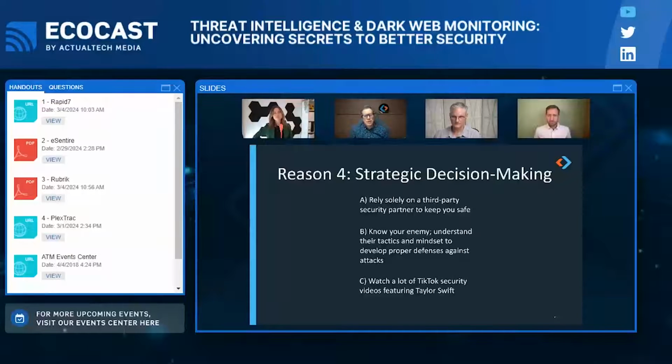Yeah. So, option A is interesting for maybe a smaller company that doesn't have much of a security team. If you can find yourself a trusted MSSP or somebody like that, in a lot of ways, turning security over to an expert isn't a bad idea. But outside of a pretty small organization, I think the answer is pretty clearly B. Know your enemy, understand their tactics and mindset to develop proper defenses against attack. So I'm going to go with B. A solid B with a parentheses A and an asterisk on it.